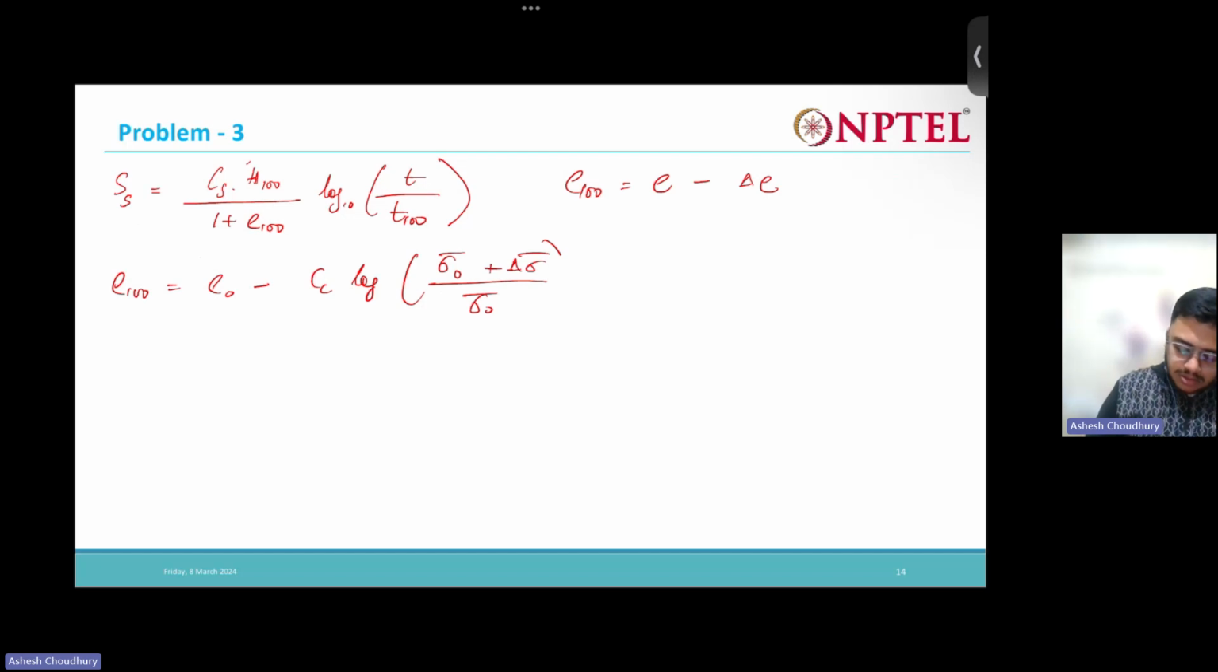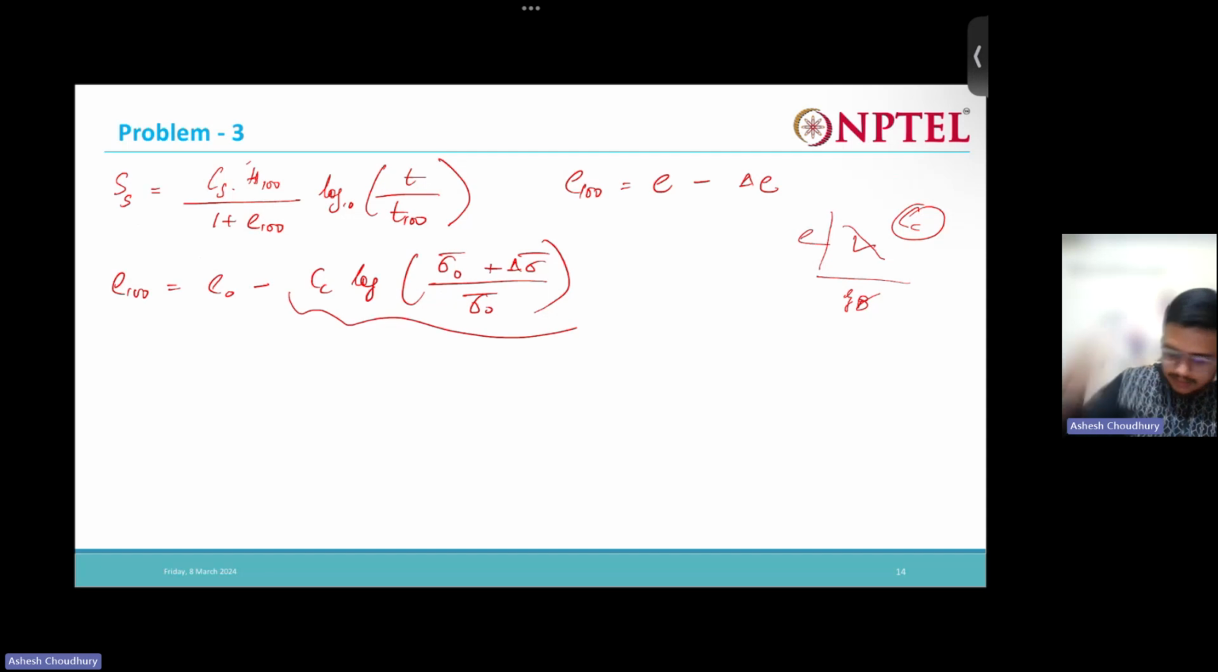Okay, understood? So we will use this relation. All right. So what is CC? CC is nothing but the slope in the E versus log sigma graph, right? That is CC. So from there you can write this thing, isn't it?